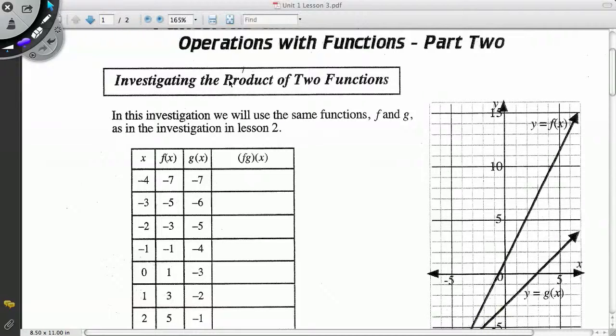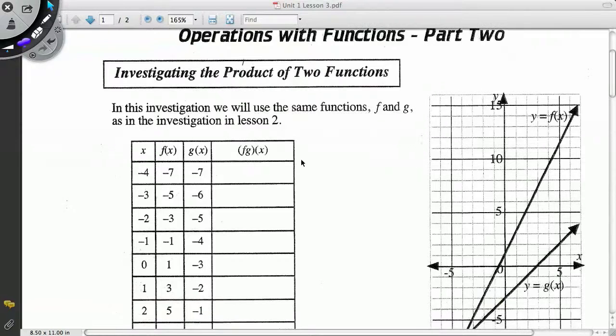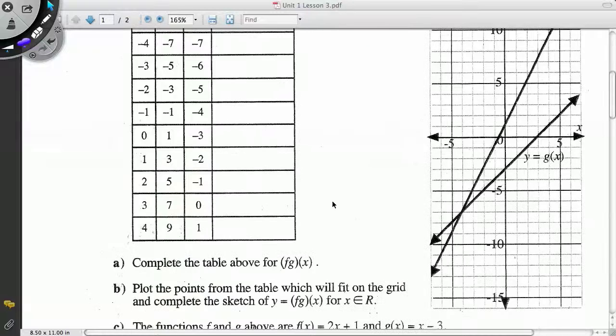Okay, so now we're looking at lesson 3, operations with functions. And again, we're doing some more operations with functions. So it's basically a review, again, a little bit of grade 11. In this investigation, we'll be using the same functions f and g as in the investigations in lesson 2. So you can see this is set up the same way.